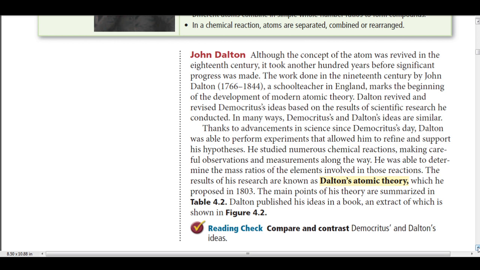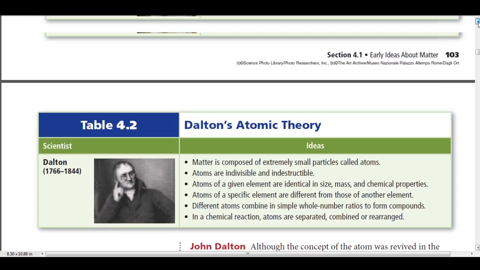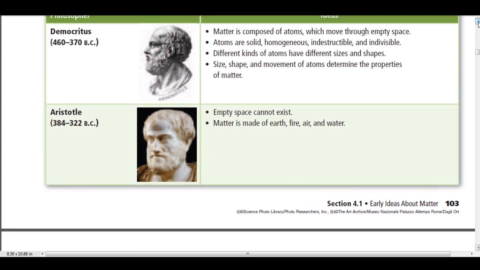Dalton studied numerous chemical reactions, making careful observations and measurements along the way. Dalton was able to use mass ratios based upon chemical reactions to create Dalton's atomic theory, and he proposed this in 1803. So just to review.